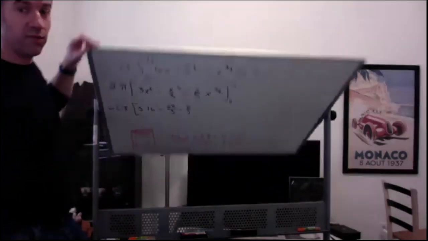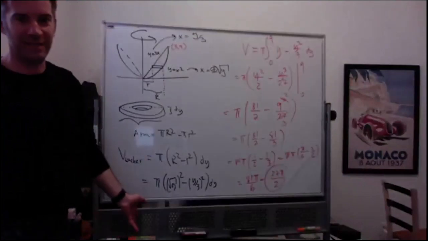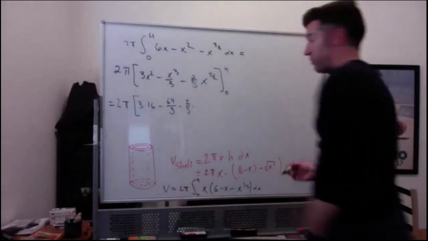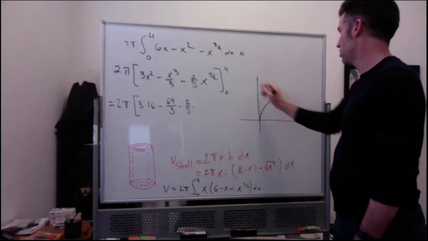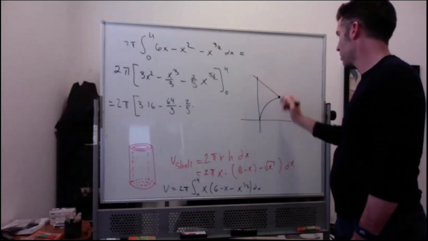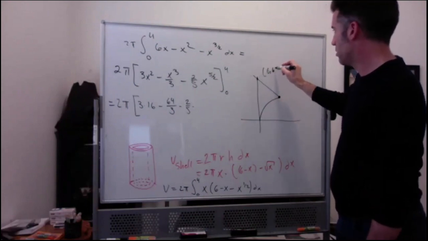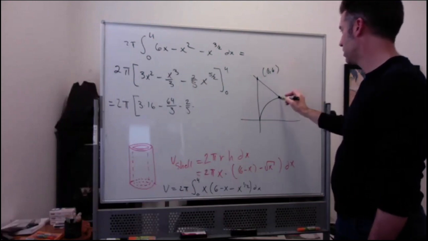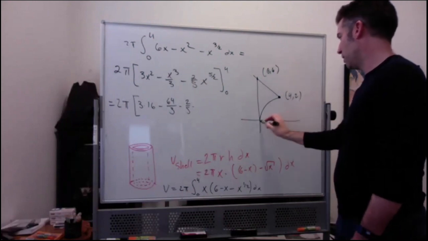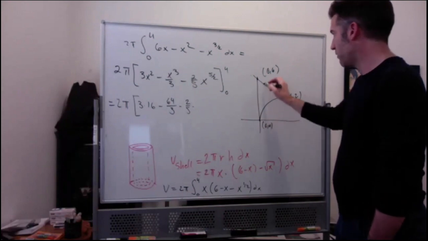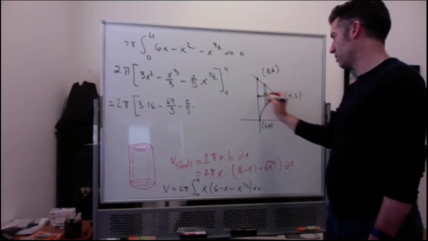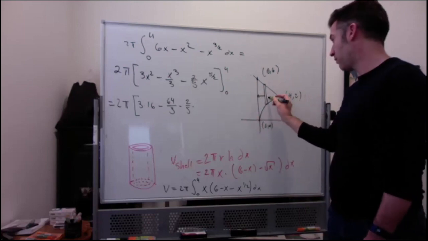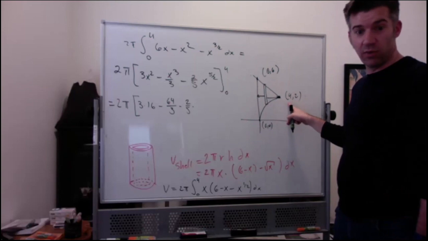So the interval is 0 to 4. Of course, I erased it. I guess I have to draw it again. The reason it's 0 to 4, it's a fair question, is it was this region here. That's the point 0, 6. That's the point 4, 2. That's the point 0, 0. If we're using a vertical strip, we're thinking about how far left the strip can go, which is 0, and how far right the strip can go, which is 4.